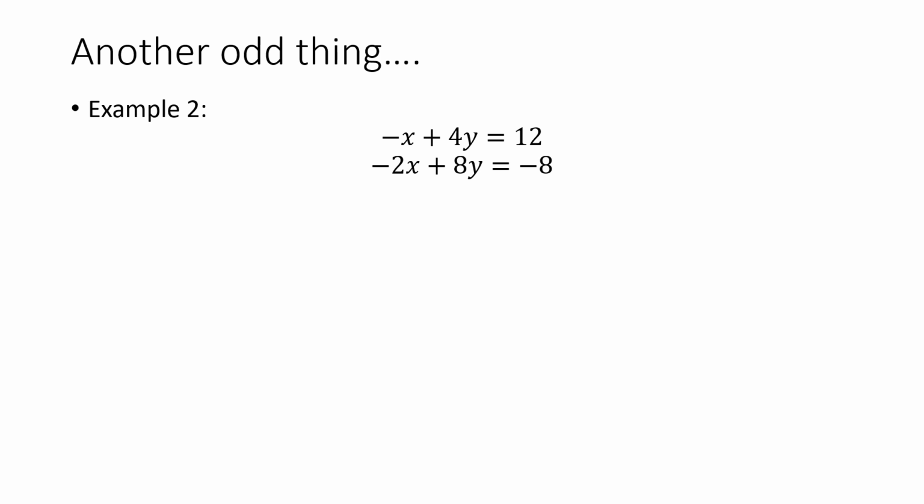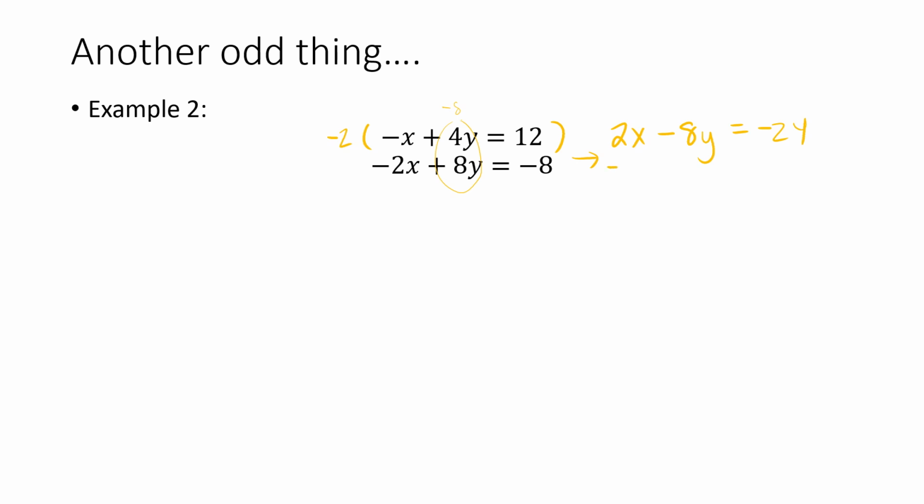Here's another odd thing. We have another system of equations here, and this one I think I'm going to solve with adding. I'm going to multiply the top equation. If I want to eliminate the y's here, I would need to get a -8, so I would need to multiply by -2. So -2 times -x would give me +2x. Then we'll have -8y equals -24.